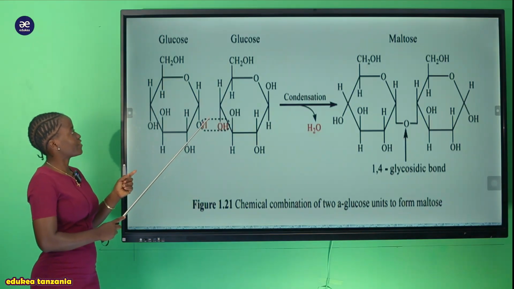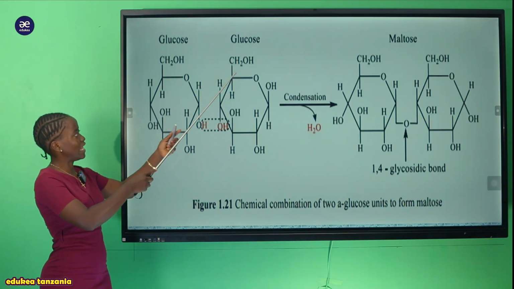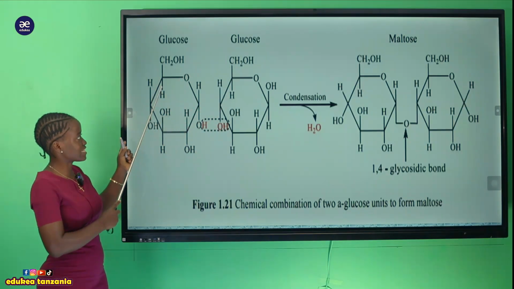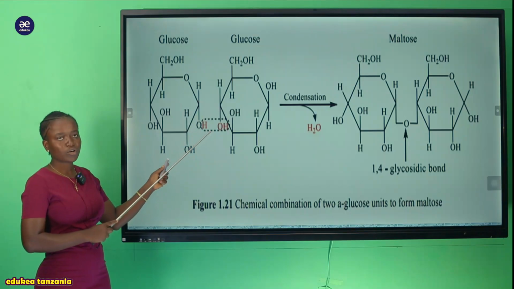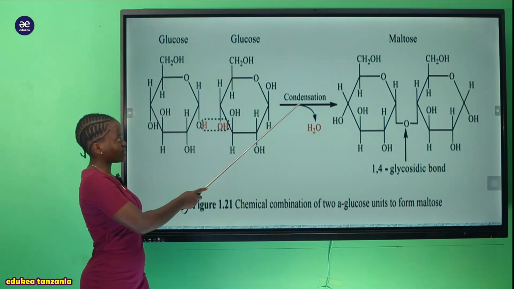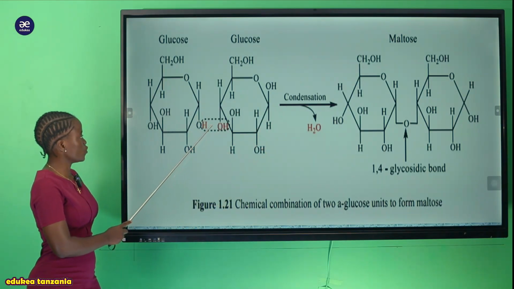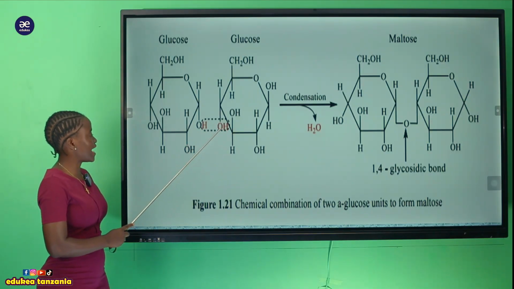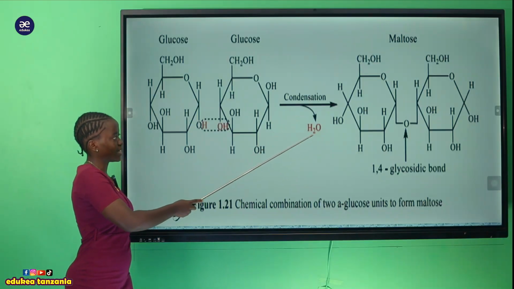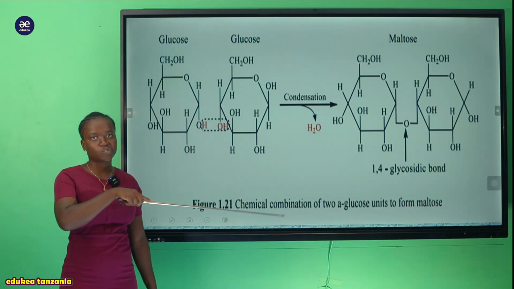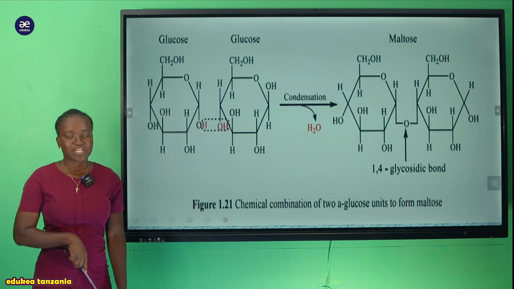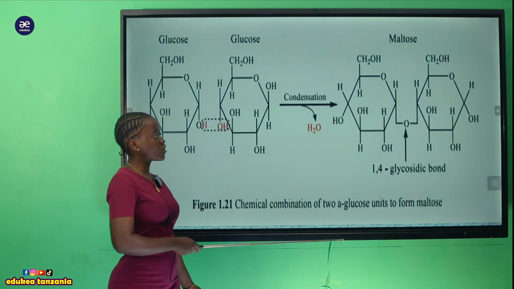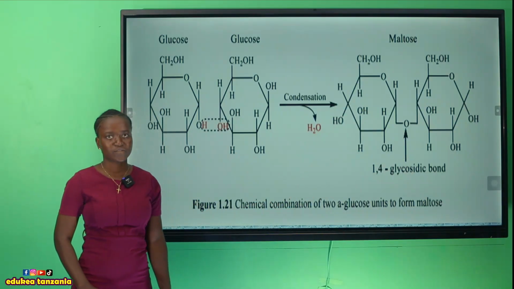So now the hydroxyl group from carbon 1 of this one tends to combine with the hydrogen of the next glucose, ndipo ambapo sasa it results in condensation. Here two atoms of hydrogen tend to combine with the oxygen, ndipo ambapo inapelekea kupotea kwa maji, na hiyo inabring about condensation reaction. So the result of the condensation reaction is the formation of the glycosidic bond.